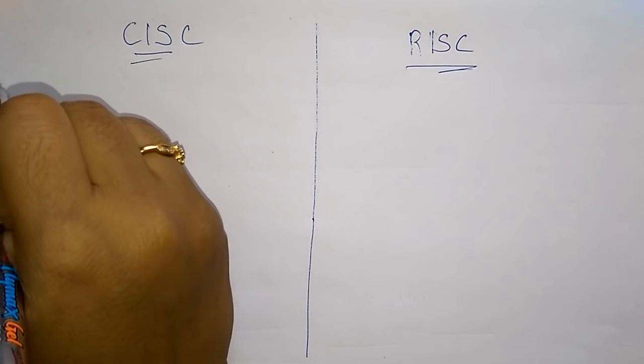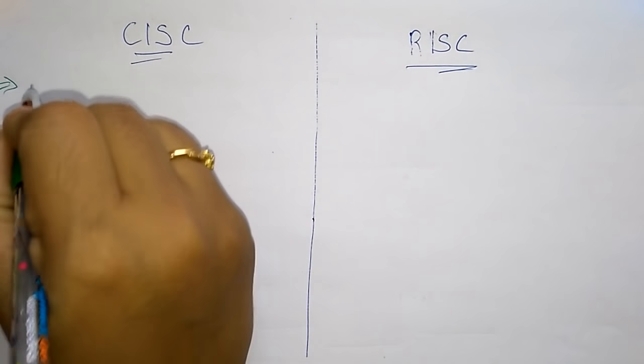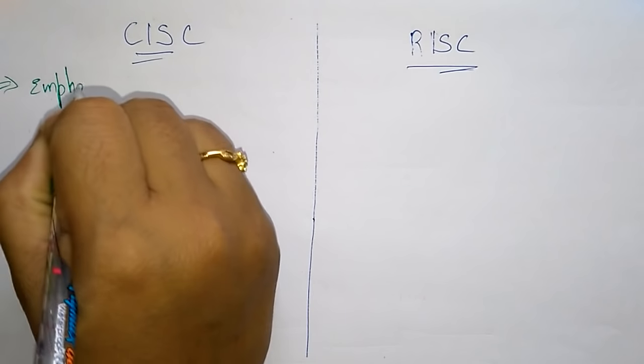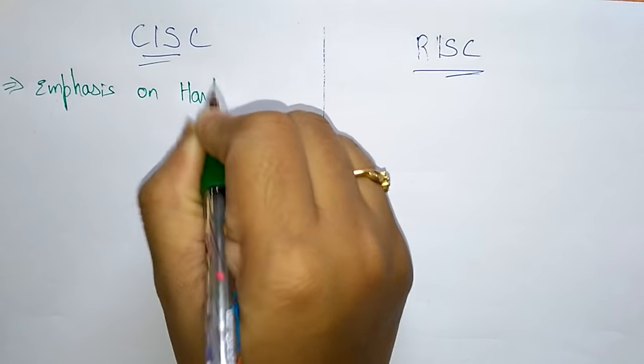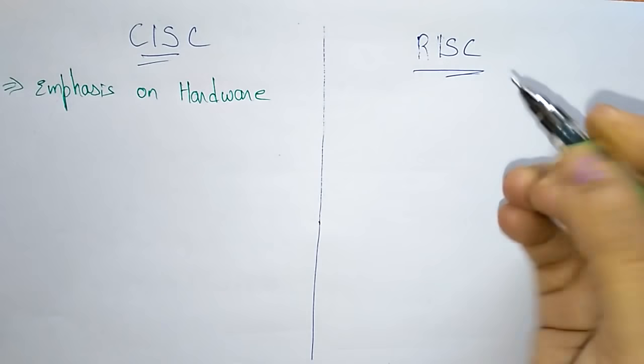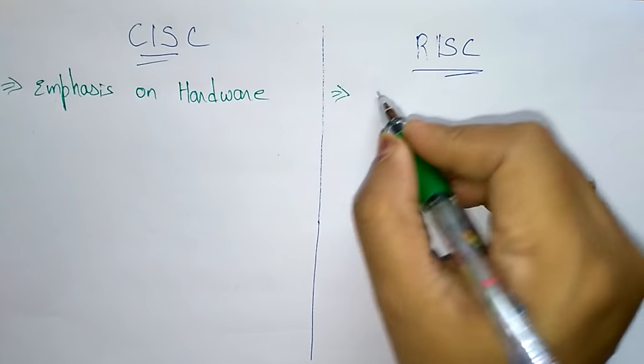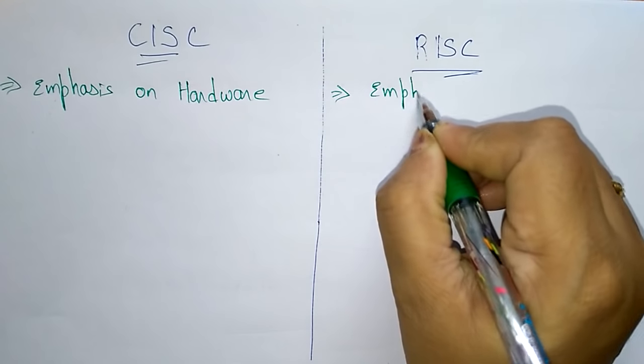So actually the CISC is completely emphasis on hardware. And whereas the RISC processor is emphasis on software.